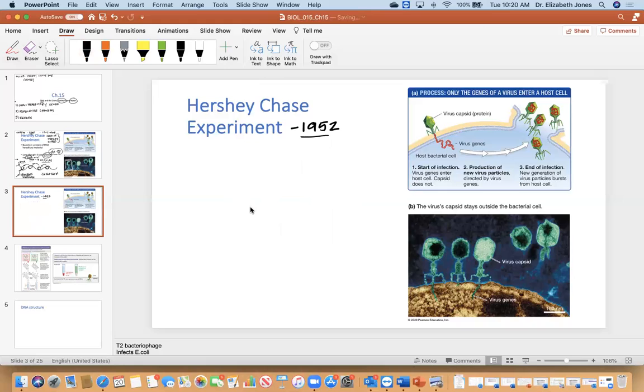Okay, so in order to understand the experiment that these folks performed, you really need to understand something about viruses, okay? And the virus that we're going to focus in on for this experiment is one that infects bacteria. It's called a T4 bacteriophage. Now, what's happening with this bacteriophage? A phage is just a virus that infects bacteria the same way that we have viruses that infect our cells.